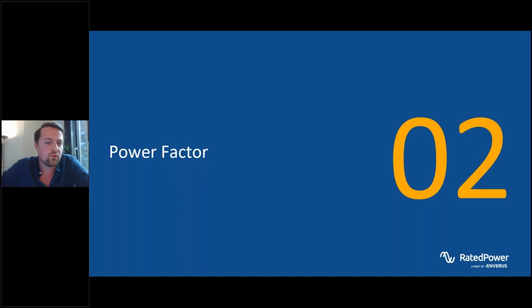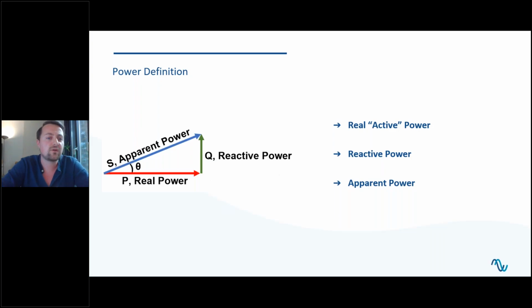Moving on to power factor. So, power factor definition. In order to define power factor, as I said, first we need to define what power is and what are the types of power in an AC system. And I can do that by showing the power triangle. The power triangle showcases the relationship between different powers, the real power, the reactive, and apparent power in an AC system. Starting from the real power.